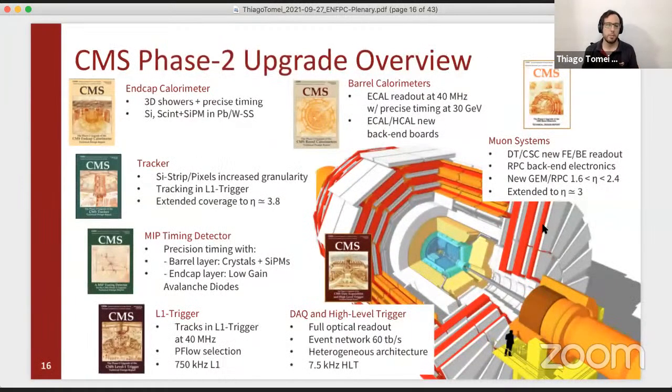In order to cope with this, CMS prepared the so-called technical proposal for the phase 2 in 2015, which was approved, and then we started working on the upgrades of all of the subdetectors that comprise CMS. I'm not going to go through all of these slides, but every single subdetector has put out a technical design report by now, including the new detectors that we're going to build, like the new end-cap calorimeter and the new MIP timing detector that I'm going to talk about later. So at the end, I invite you to look at the reference.